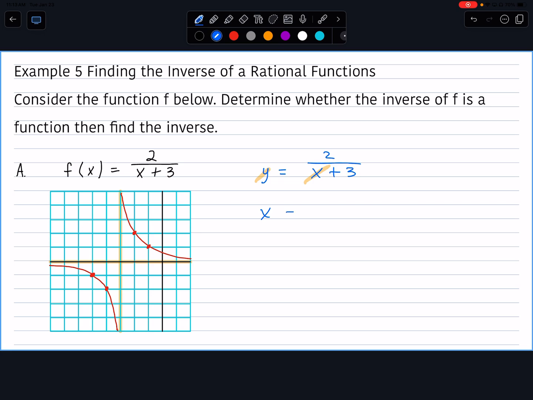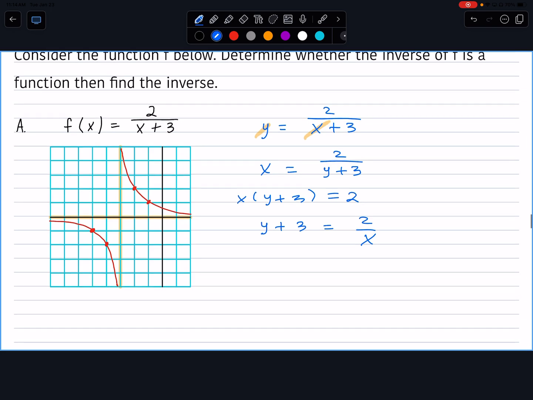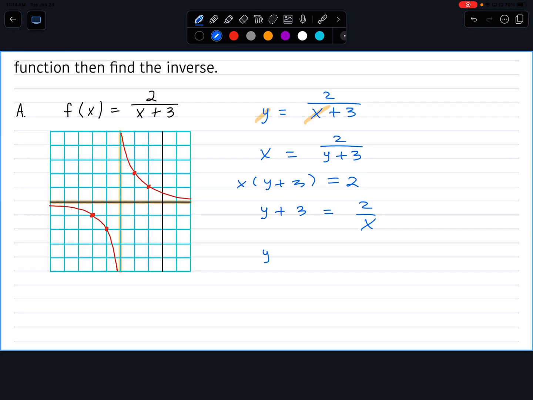So we get x equals 2 over y plus 3. From here, we just solve. I want to solve for y. So I'm going to get x times y plus 3 equals 2. So I cleared that denominator on the right-hand side. I'm going to divide both sides by x. So y plus 3 equals 2 over x. And then finally, to solve for y, I'm going to subtract 3. So y equals 2 over x minus 3.